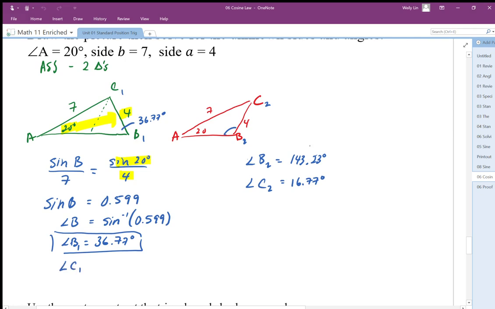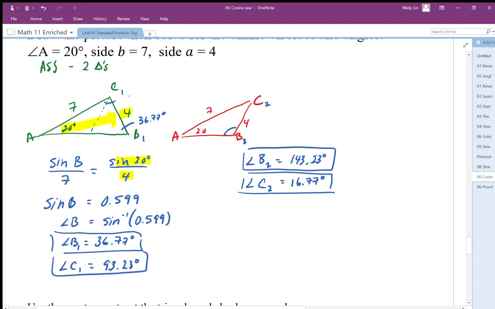So here's C1. Make sure I box those in. I just have my third side to solve for here. C1: 180 minus 20 minus 36.77. That's going to be 93.23 degrees. So that angle up here is 93.23 degrees. This C2 angle was 16.77 degrees. The last thing that I need to solve for then is side C. So side C1 I'm going to call that, and this is going to be side C2.